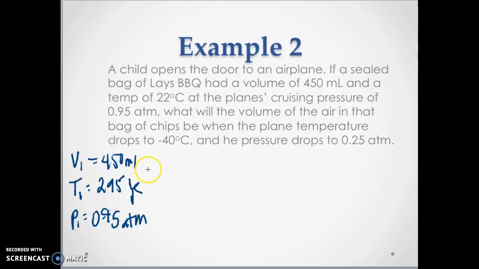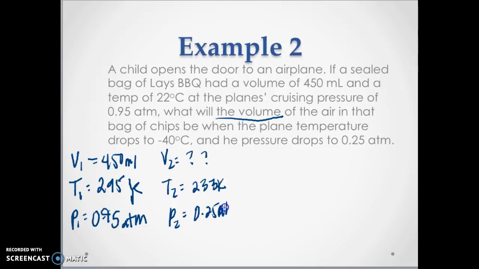And then after that, it says, what will the volume of the air in the bag of chips be? So we're trying to find the volume. So V2 is equal to what? And then it says that the temperature goes from 295 to negative 40. So when you add negative 40 plus 273, you get 233 Kelvin. So all I did is I added 273 to that number. And then it says that the pressure drops to 0.25, so P2 is equal to 0.25 atm.